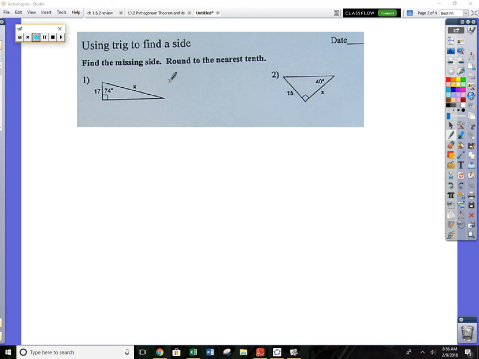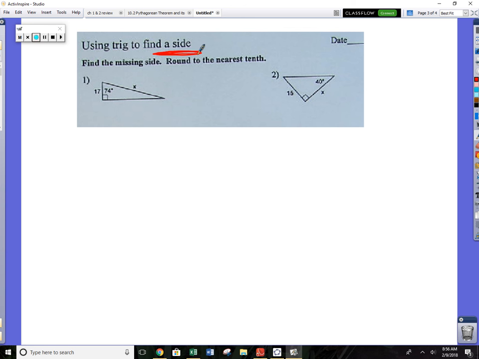Okay, here we go. Worksheet number 2. Worksheet number 2, using trig to find a side. Now, this is fun. Almost much more fun than the first worksheet. Okay, now look at number 1.